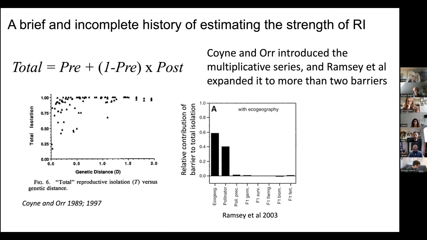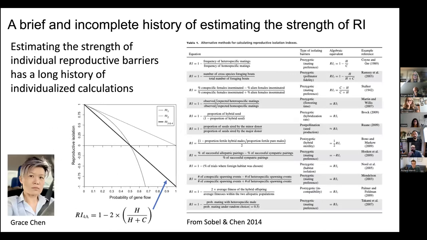And to borrow a phrase from my family, there was a period of time where you couldn't swing a dead cat without hitting a grad student that was doing isolation studies, back when I was a grad student. So it was very, very popular to try to take these approaches and estimate how much gene flow is impeded by barriers.